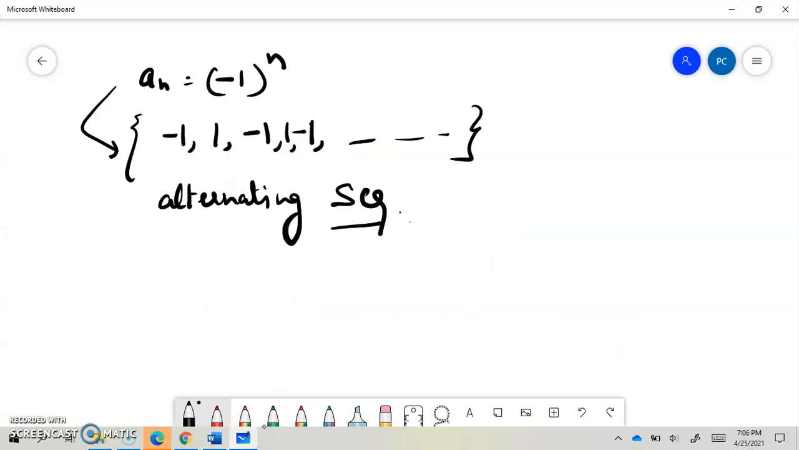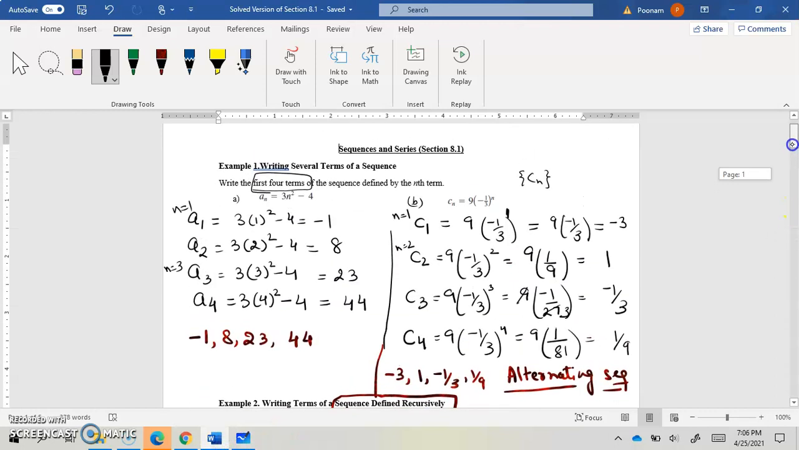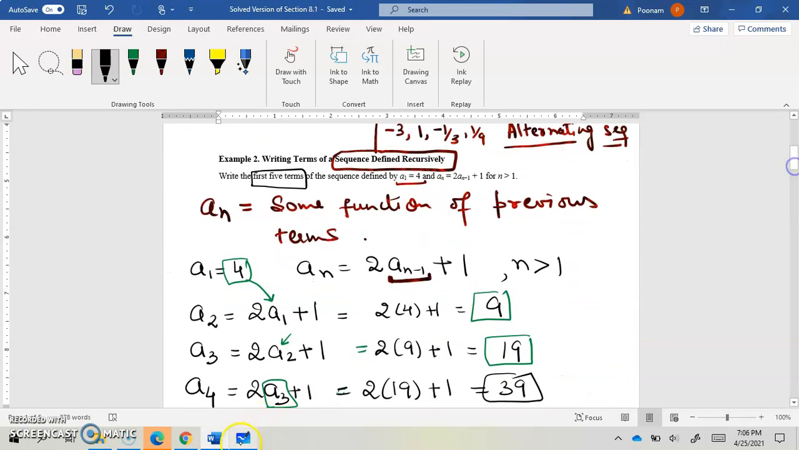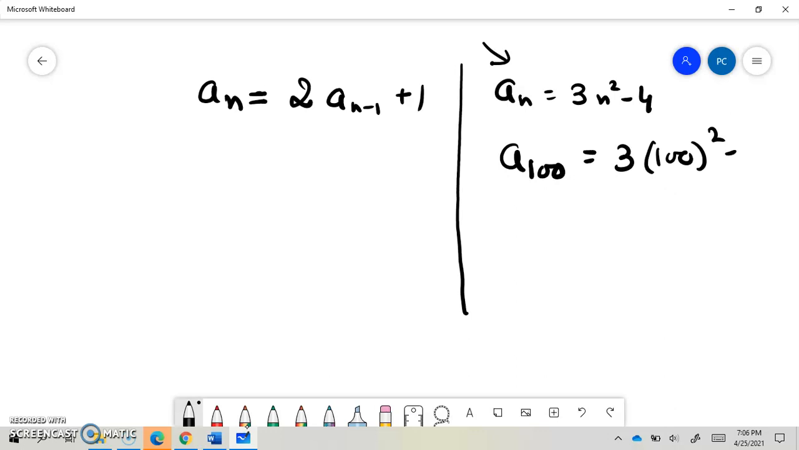Now, what is important about recursive sequences is that you see here an was given as double of an minus 1 plus 1. Every term depends upon the previous term. In the previous question, part A, an was given as 3n square minus 4. In this kind of problem, if I have to find a100, it's easy. I can just find 3 times 100 square minus 4. It's a simple calculation.